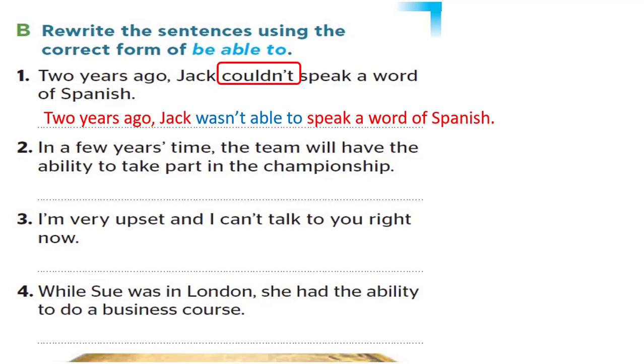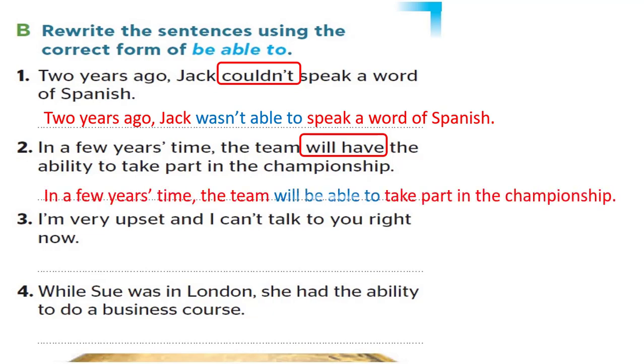Number 2. In a few years' time, the team will have the ability to take part in the championship. Pay attention to will have. So the future form of be able to is will be able to. So the answer is in a few years' time, the team will be able to take part in the championship. 3. I'm very upset and I can't talk to you right now.